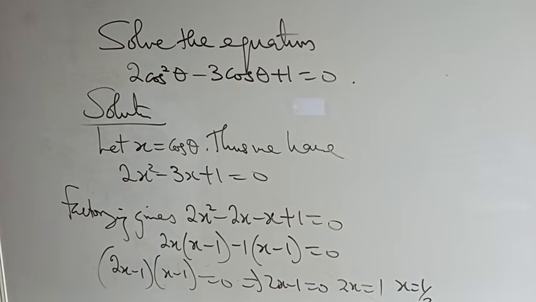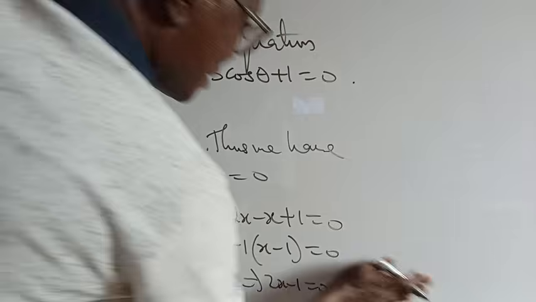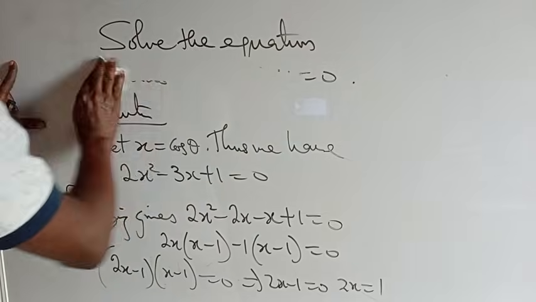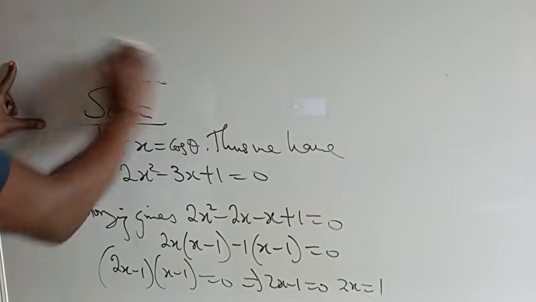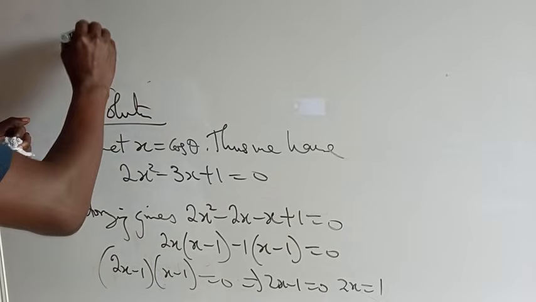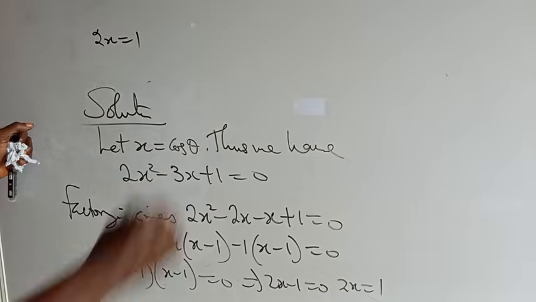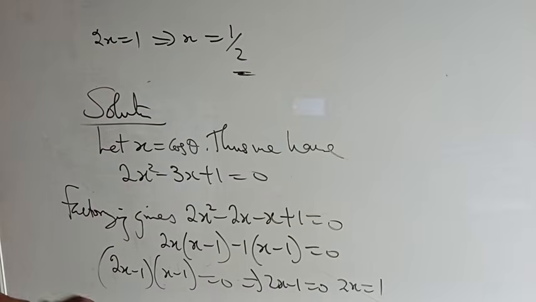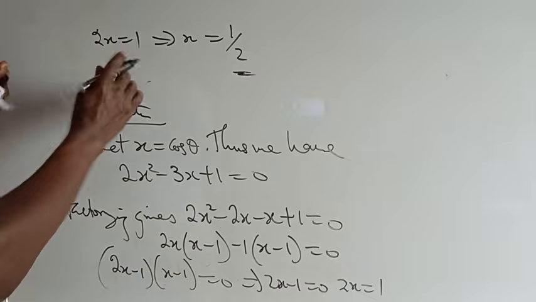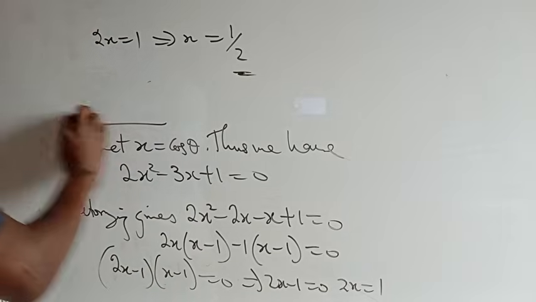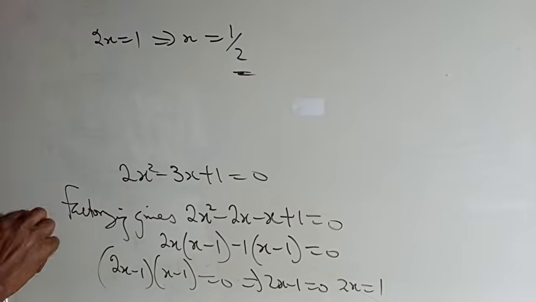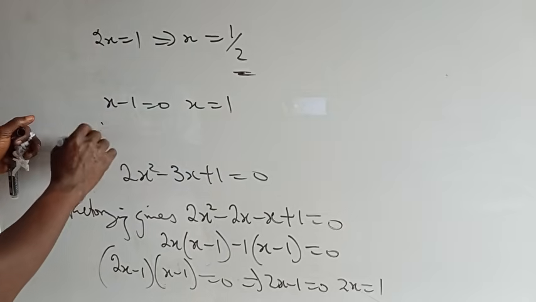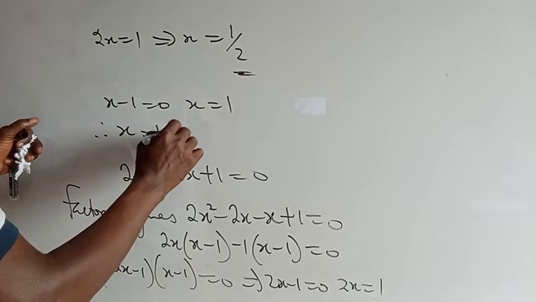That is, by the time you divide both sides by 2. Let me write it here. So from here now we have 2x is equal to 1. That implies x is equal to 1 over 2. So we have gotten one of the roots of the equation. Now the second one, x minus 1 is equal to 0. x equals 1. So therefore our x is equal to half or 1.